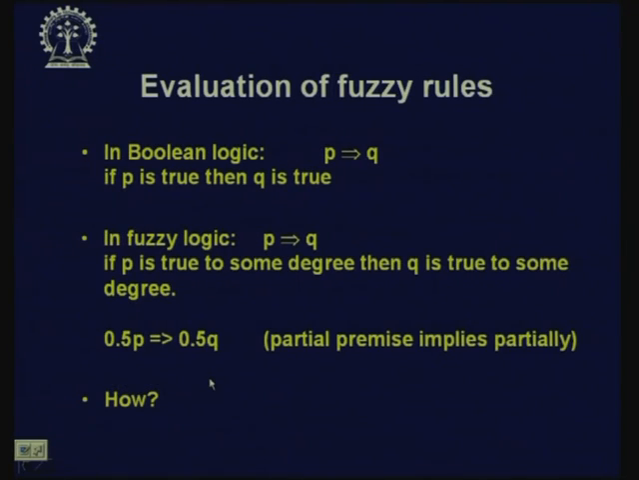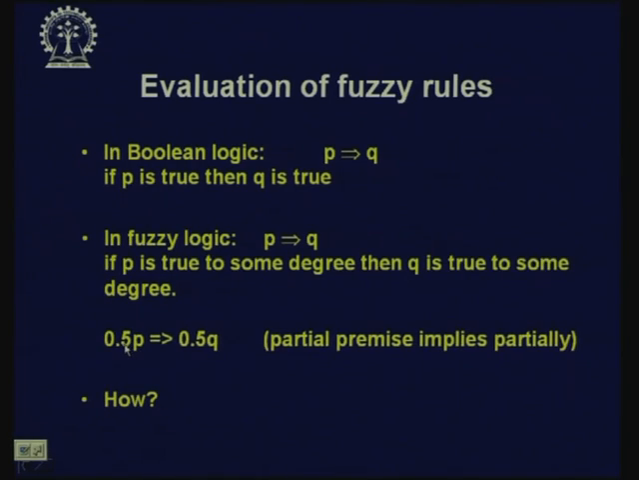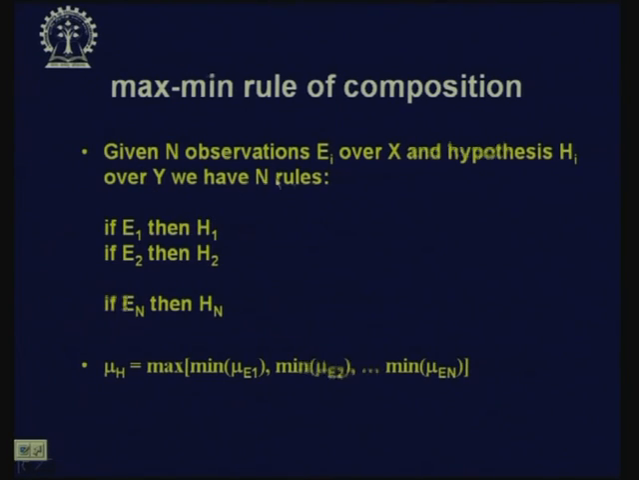So, evaluation of fuzzy rules. In Boolean logic, we know that P implies Q. If P is true, then Q is true. But in fuzzy logic, if P is true to some degree, as we have seen x is A is true to the degree 0.7, then Q is true to some degree. It is not just that Q is true absolutely. Like say here simply if P is true with 0.5, then Q will be assumed to be true with 0.5. Now, max mean rule of composition, which I have just now discussed.